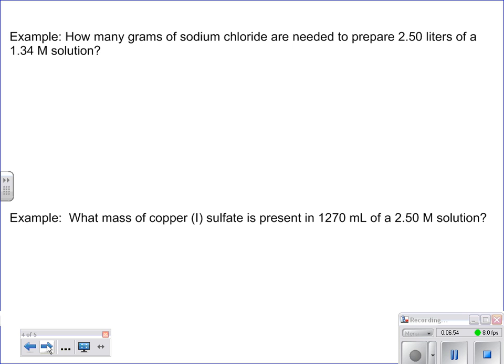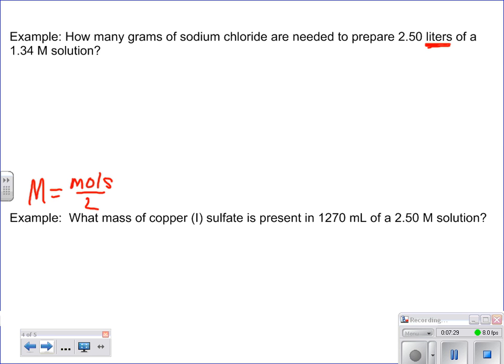Moving on. So example 3. Here we're looking for grams of sodium chloride needed to prepare so many liters of a certain molarity solution. So I know my formula is moles over liters. What I want you to think about here is just dimensional analysis. In this case, we've got liters. Would you say that's 1 or 2 units? 1 unit, right?